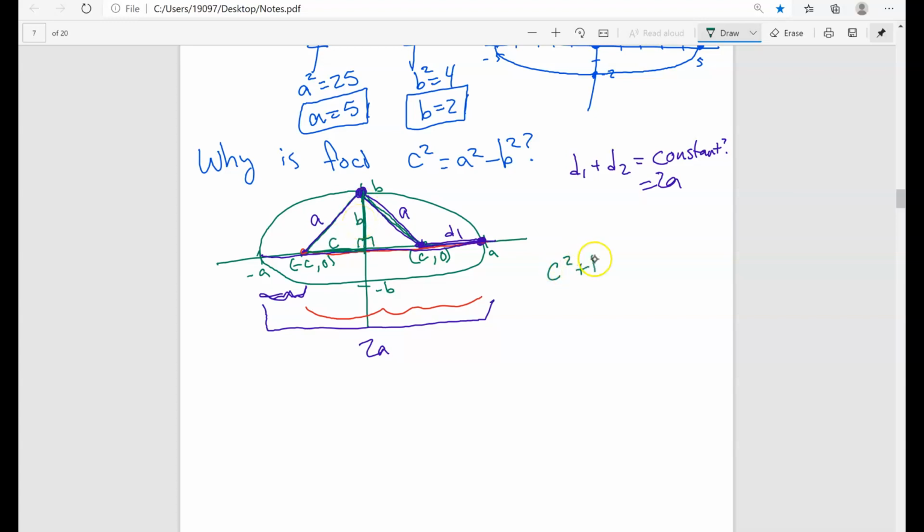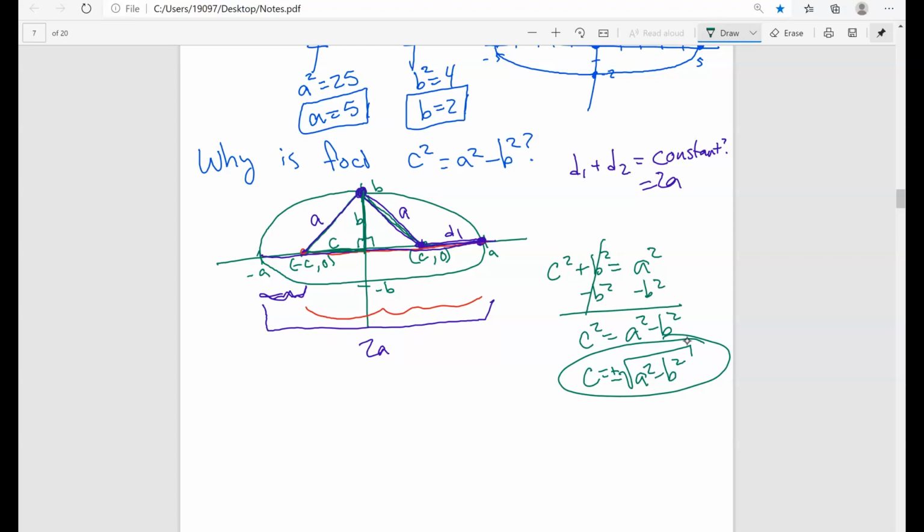c squared plus b squared equals a squared. Since we're solving for the value of c, let's move the b over. So you get c squared equals a squared minus b squared. Okay, so that's basically what it is. Or you can just write c is equal to the square root of a squared minus b squared. You can write plus or minus also. So this is basically where the equation of the foci comes from. That's, I think, the only thing that was not very obvious.